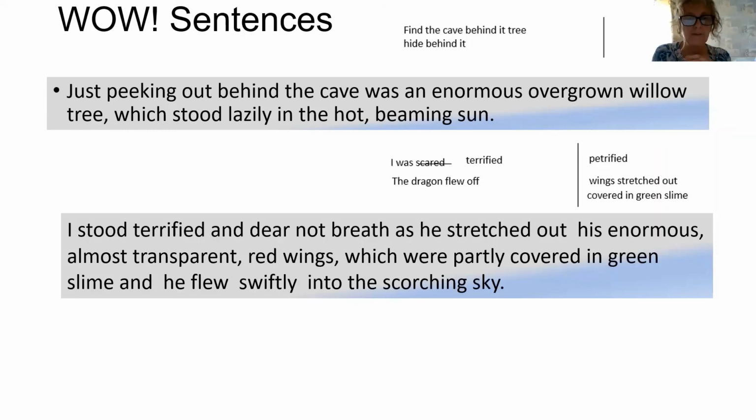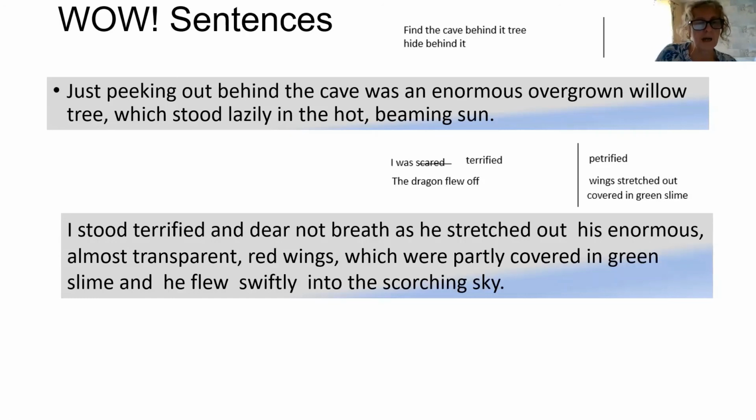So I'm thinking now, I've got my sentence there. Now I've got it, I might actually change it a little bit, because I'm thinking now I've written it down. I stood terrified and dare not breathe as he stretched out his enormous, almost transparent red wings, which were partly covered in green slime, and flew off swiftly into the scorching sky. So that's what I actually put down. Now I'm thinking, it's quite long, isn't it? I'm wondering if those short, sharp sentences, which really do a powerful job, might help me here.